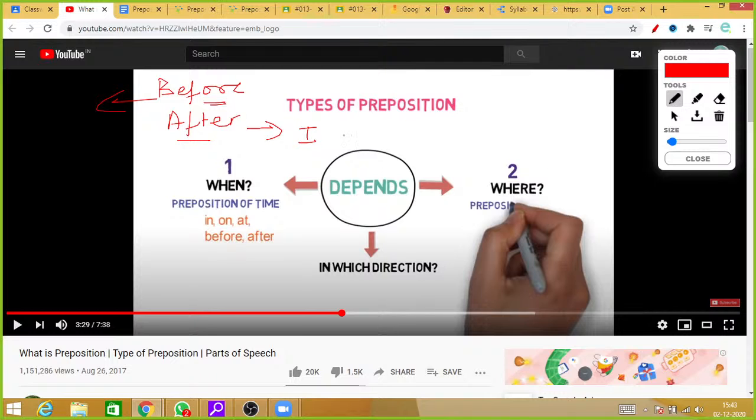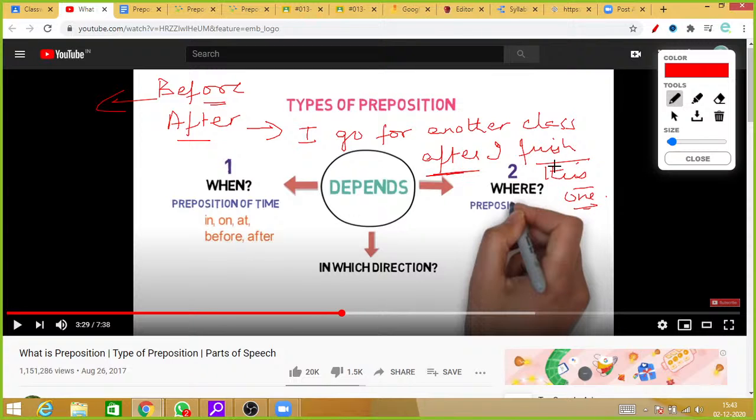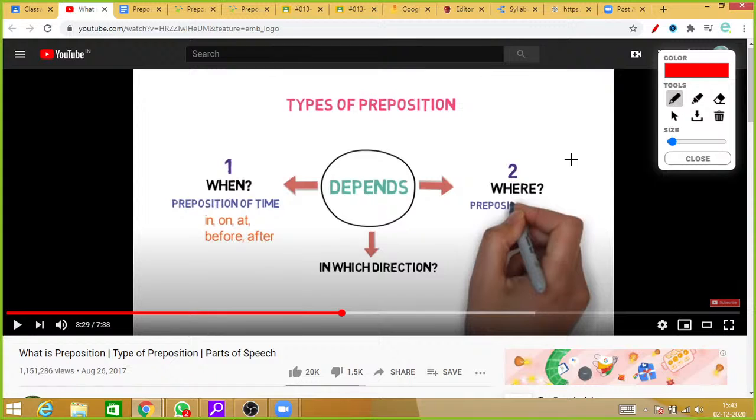So, I go for another class after I finish this one. जब ये वाली क्लास खत्म हो जाती है, after that, so after is also a preposition. Can you make sentences with before and after now? Who will give me a sentence? Aditya, Tanzin, Aman, Yagini, Norbu, can you make a sentence with before and after? Who will make a sentence? Come on, jaldi se. Aditya, can you make?